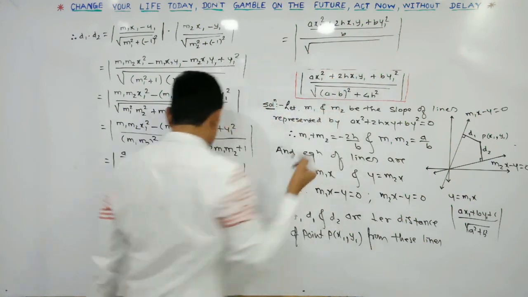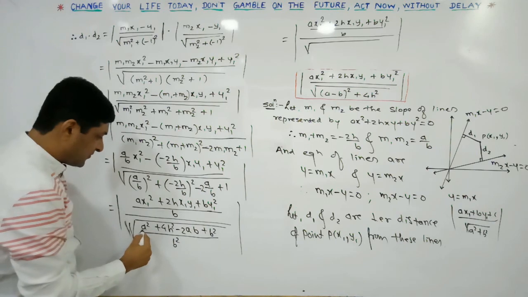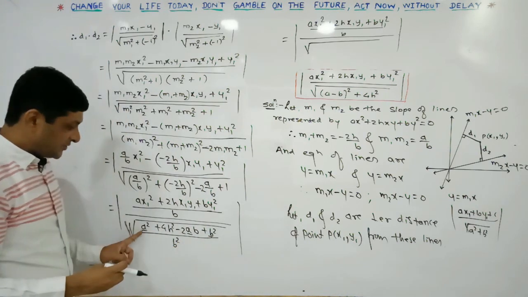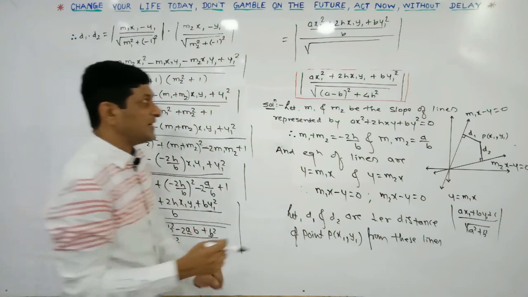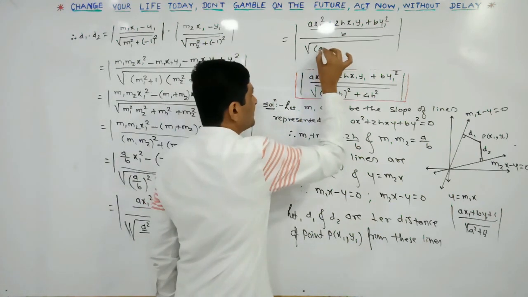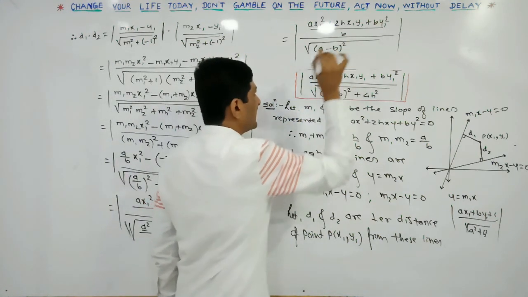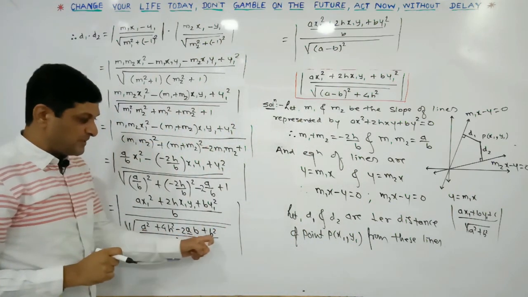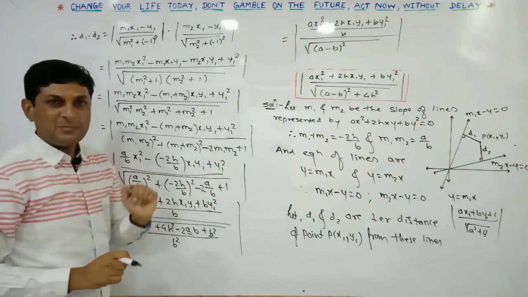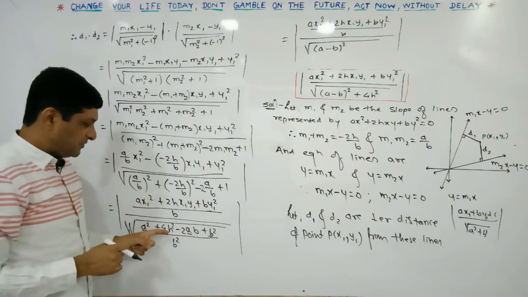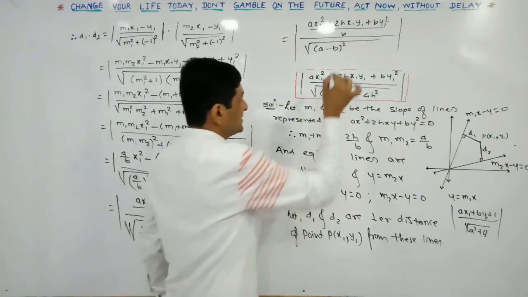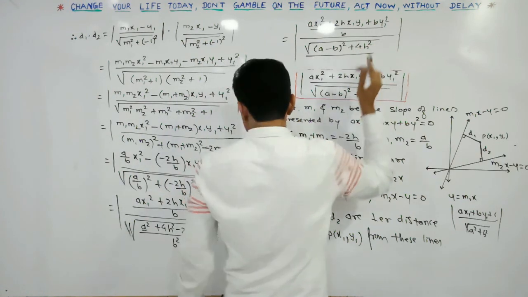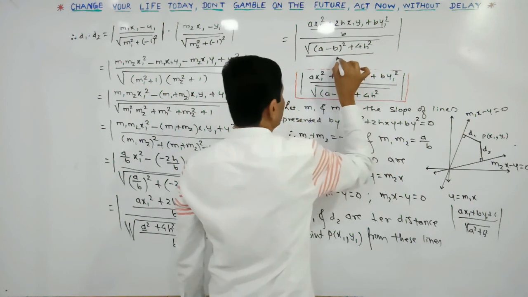In the denominator, observe these three terms very carefully. A square minus 2ab plus b square. Can I say that it is nothing but the value of a minus b whole bracket square? Just we are collecting these three terms. A square minus 2ab plus b square is nothing but a minus b whole bracket square. Keep this plus 4h square as it is, and this b square outside the root will become what? B.